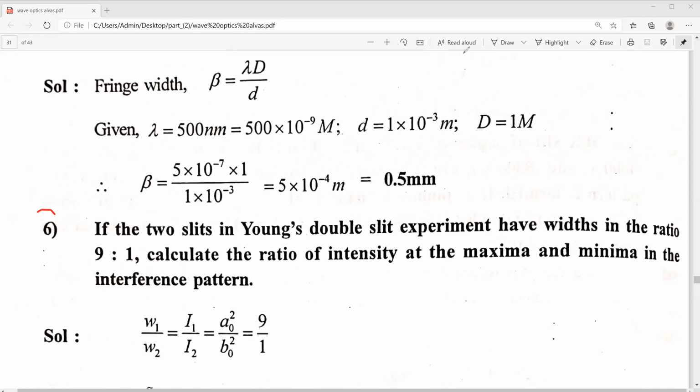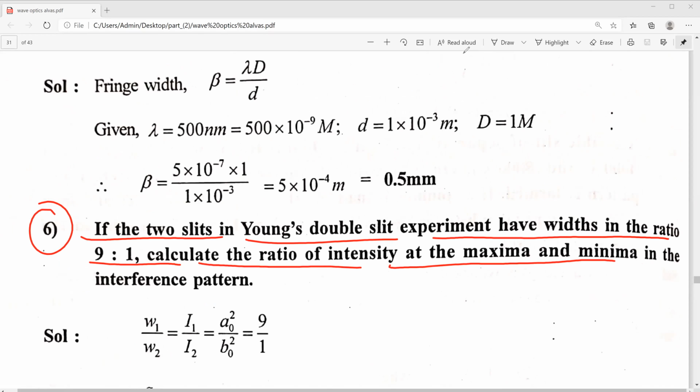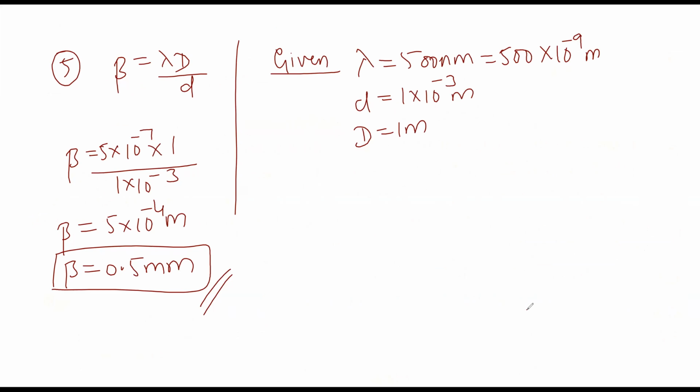Sixth question. If the two slits in Young's double slit experiment have width in the ratio 9:1, calculate the ratio of intensity at the maximum and minimum in the interference pattern. So here, this is very easy and we will calculate the sixth one. So let us see that one.